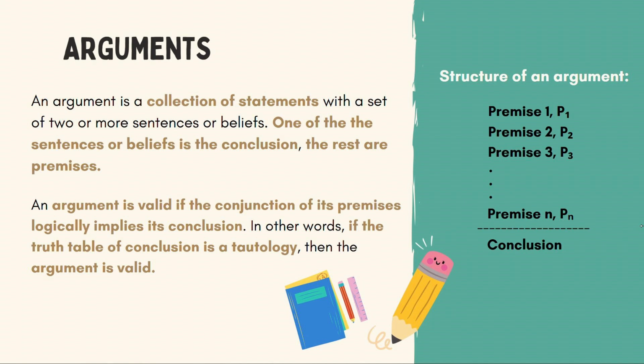The rest are premises. As you can see on the right, we have the structure of an argument, where on the upper side we have a list of premises in the statements, and on the bottom we have the conclusion. A conclusion can usually be found in the last sentence of a statement. An argument is valid if the conjunction of its premises logically implies its conclusion. In other words, if the truth table of the conclusion is a tautology, then the argument is valid.